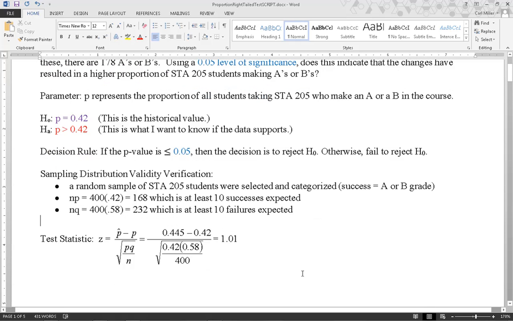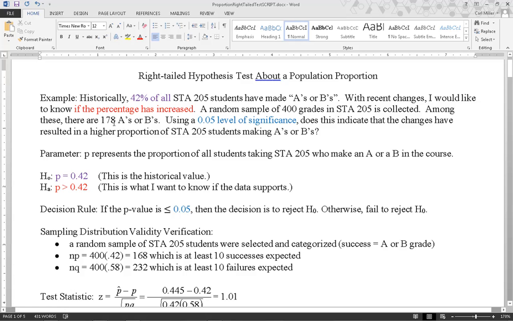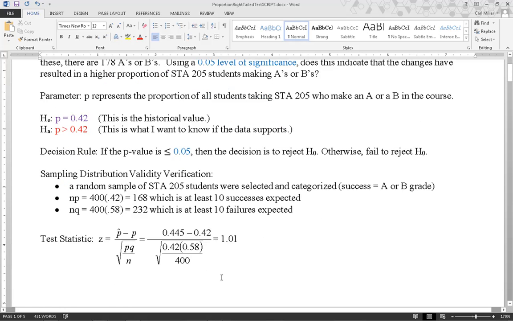The test statistic. The sample proportion minus the value of P from the null over the square root of P times Q over N. The 0.445 comes from 178 out of 400. So 178 divided by 400 is 0.445 minus 0.42 divided by the square root of 0.42 times 0.58 divided by 400. That equals 1.01 for the observed value of your z-score.